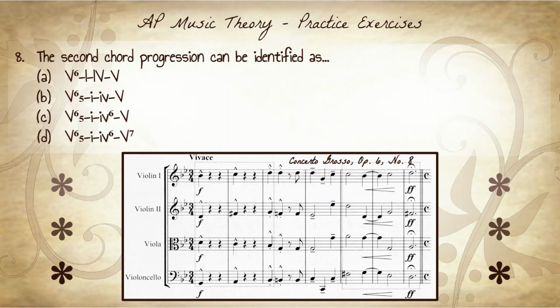Question 8. The second chord progression can be identified as A. dominant first inversion to tonic to subdominant to tonic, B. tonic first inversion with an added seventh to a minor tonic to a minor subdominant to a major dominant, C. a major seventh dominant chord in first inversion, a tonic to a subdominant in first inversion to a dominant, or D. a dominant first inversion with a seventh to a tonic to a subdominant in first inversion to a dominant with a seventh.